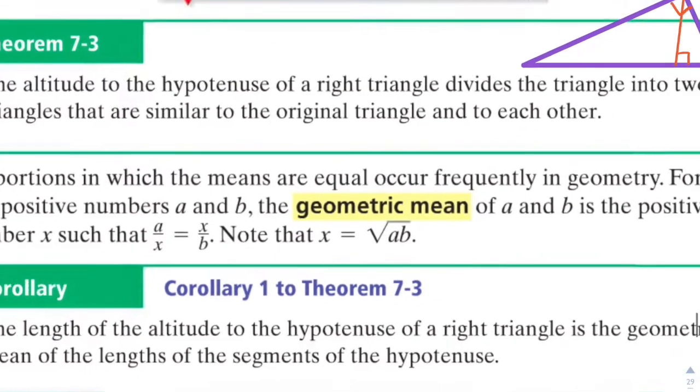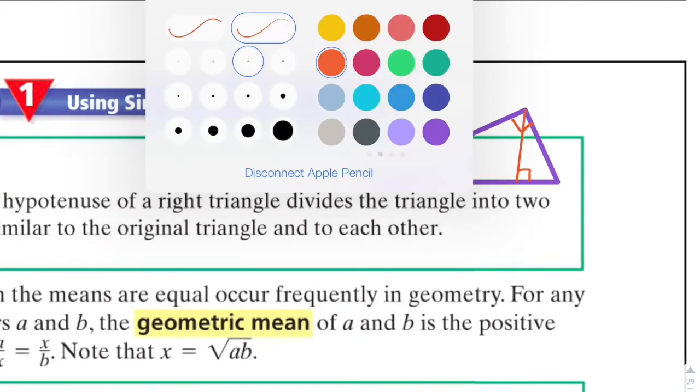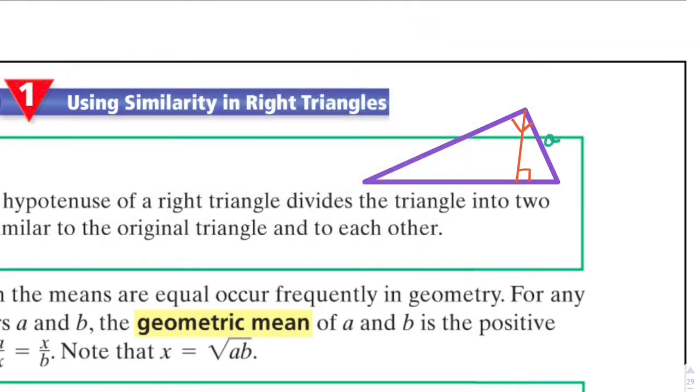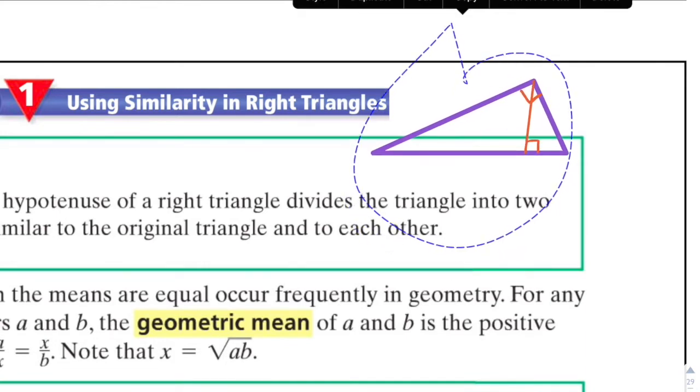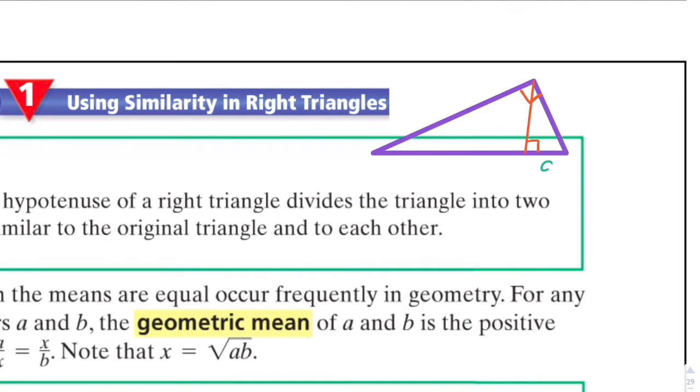So let's take a look. Let's call this small side A. So here's a small side of the smallest triangle. And then let's call this altitude X. Well, that's the longer side.